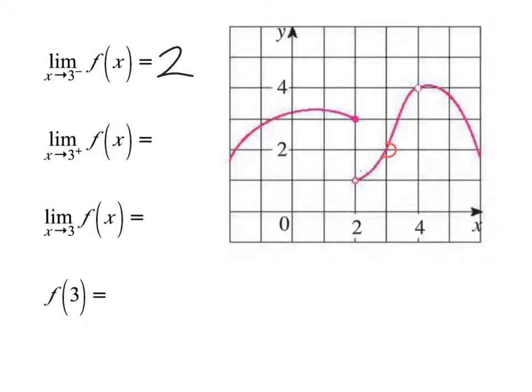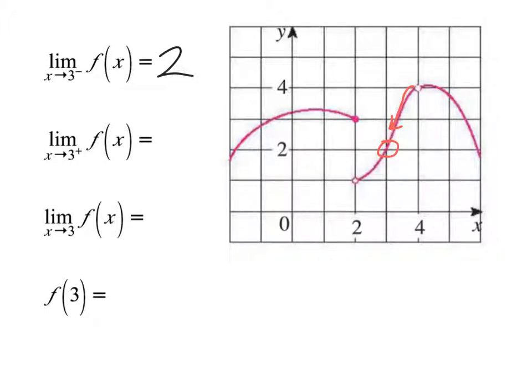Okay. Now we go on to the next problem. There we're looking for the limit as x approaches 3 from the right side, that is from the positive direction. So we're following the graph, and as we approach 3, what y value are we approaching?